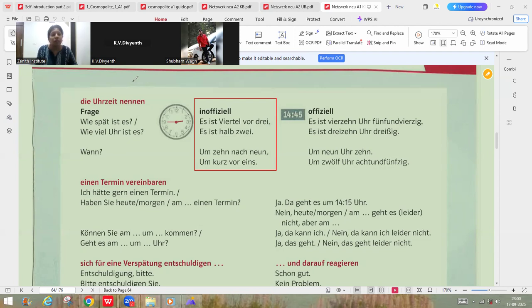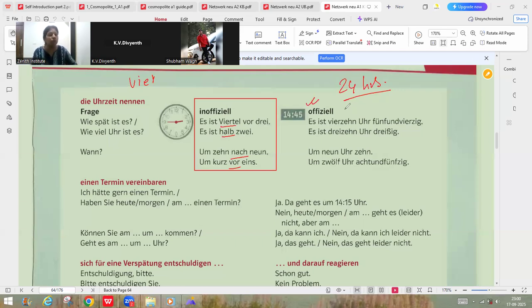And whatever the four terms we have learned, Viertel, halb, nach and vor, these are all used in unofficial time. So these are terminology we use in unofficial time. Now when I'm talking about official time, they always use 24 hours, remember, 24 hours. There is no other excuse.